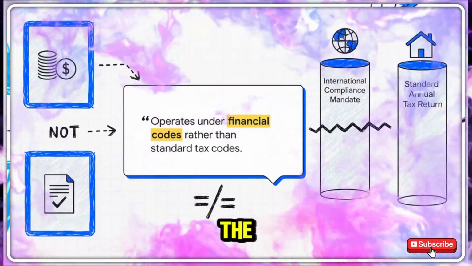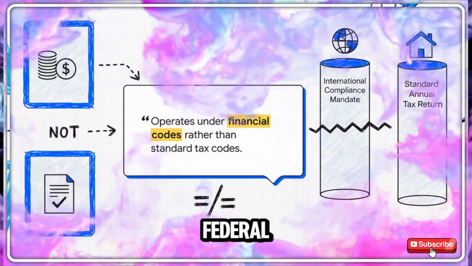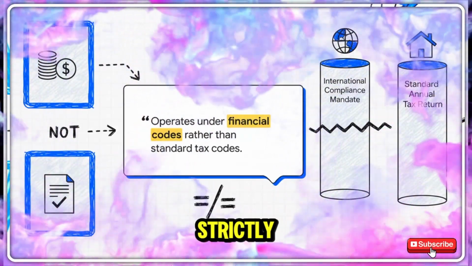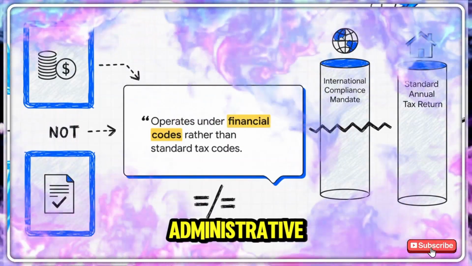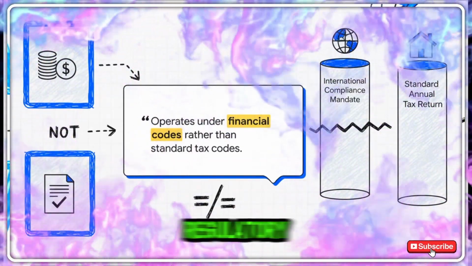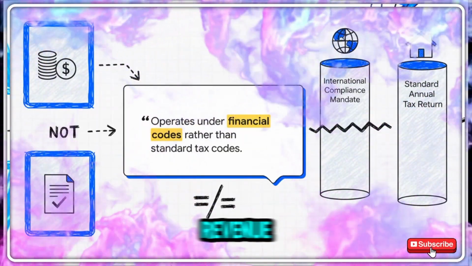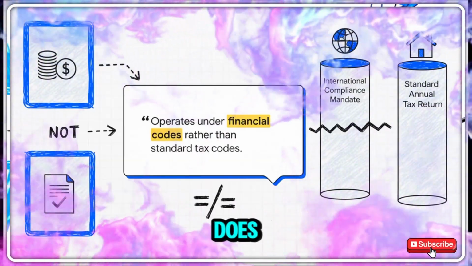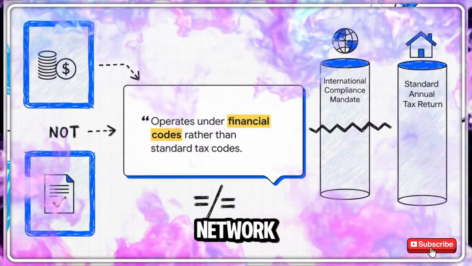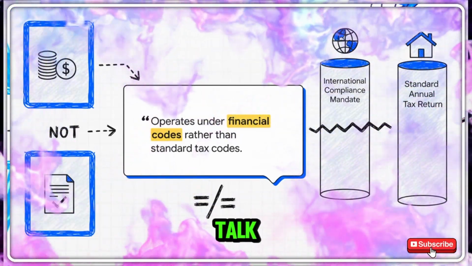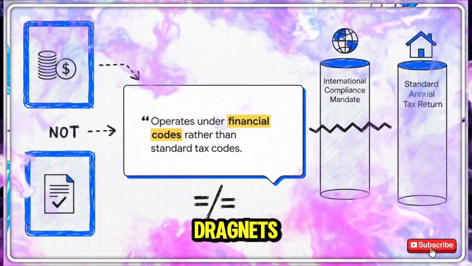To really cement the logic here, expert analysis notes this reporting requirement operates under federal financial codes rather than strictly standard tax codes, representing a legal distinction that demands separate administrative processing. This concept of regulatory silos is absolutely vital to understand. Satisfying the National Revenue Authority with your standard tax return does absolutely nothing to shield you from the compliance requirements of the Financial Crimes Network. These separate agencies do not talk to each other just to save you paperwork. They operate completely independent legal dragnets.